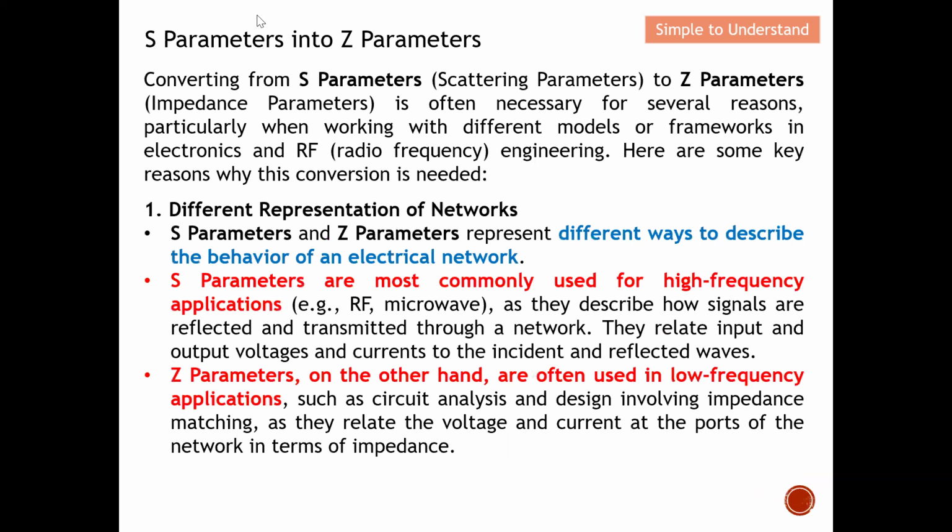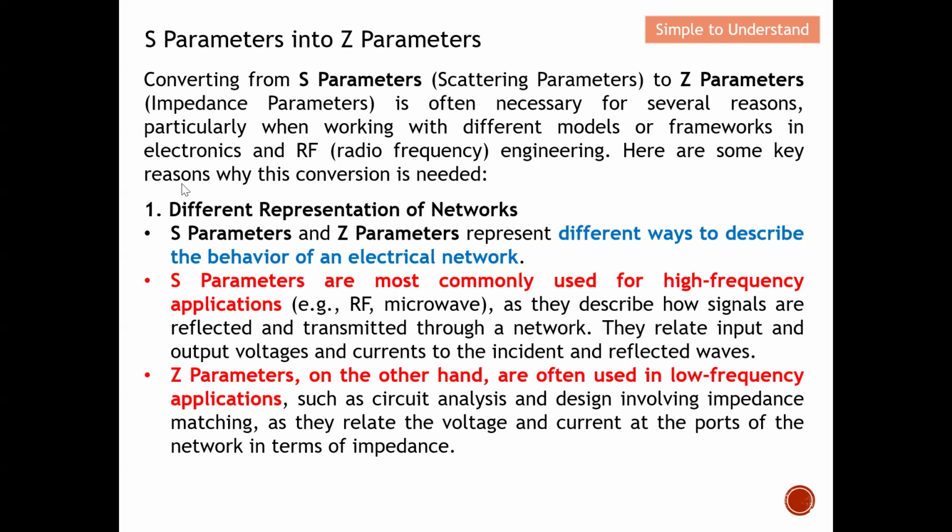Let's quickly understand why we need to convert S parameters into Z parameters. S parameters are also known as scattering parameters, and Z parameters are also known as impedance parameters. The conversion is often necessary for several reasons, particularly when we are working with different models or frameworks in electronics and RF engineering. Here are some reasons why this conversion is needed. There are actually 6 reasons.